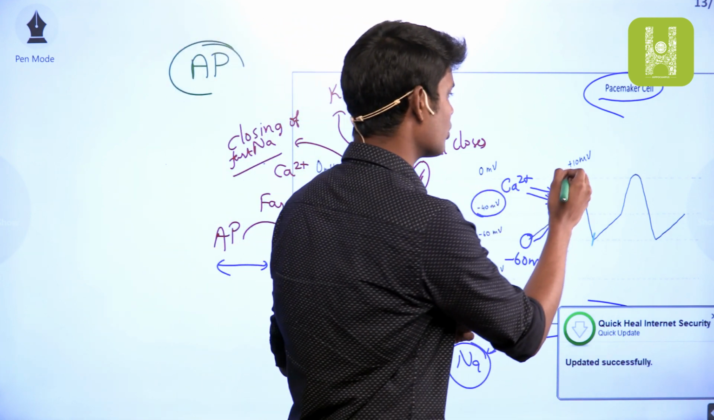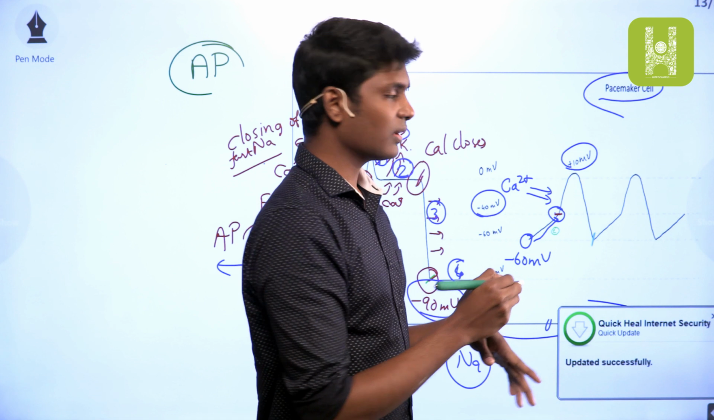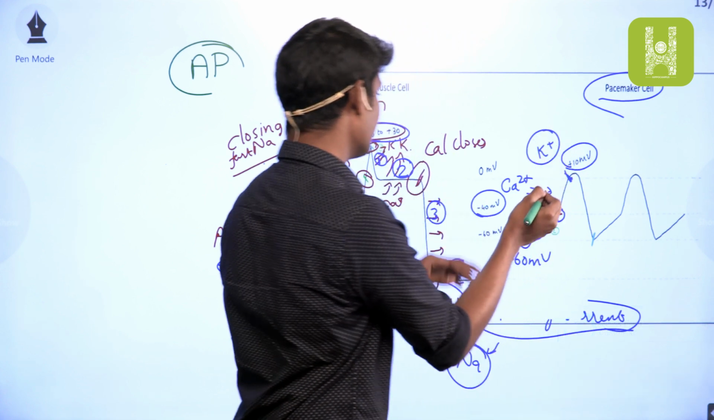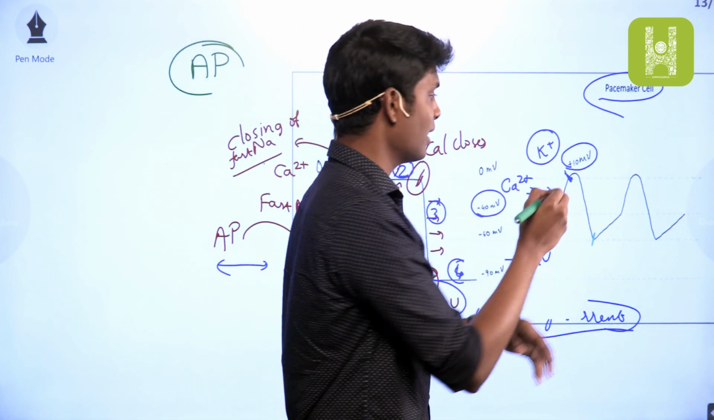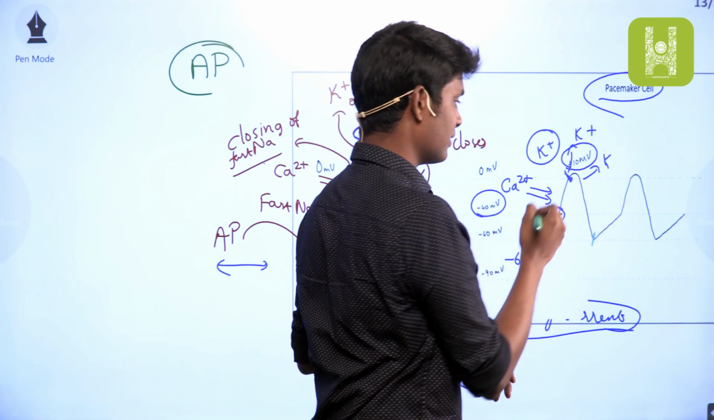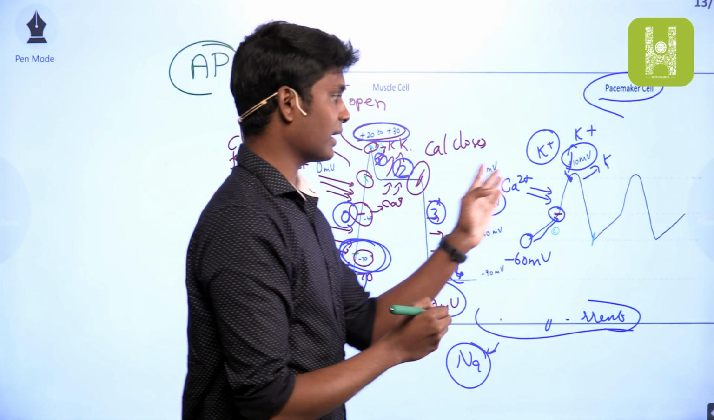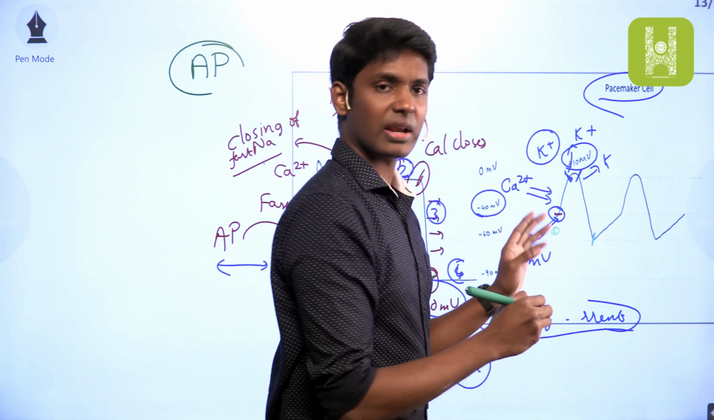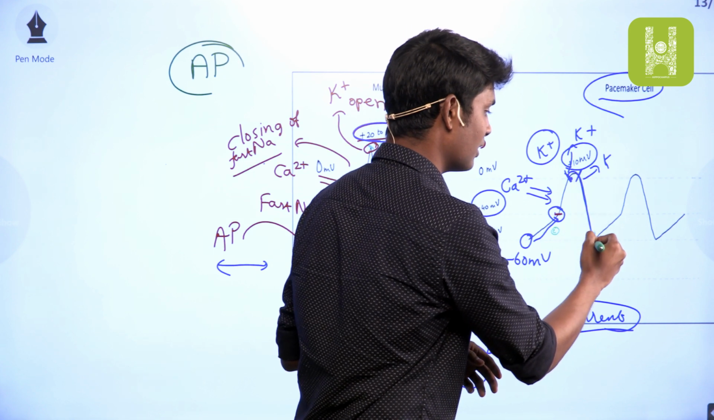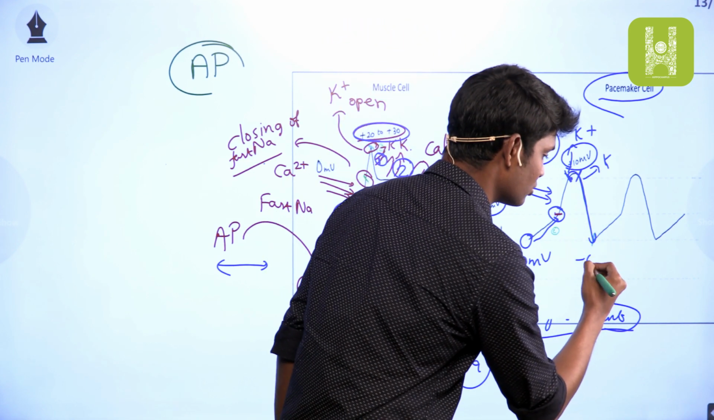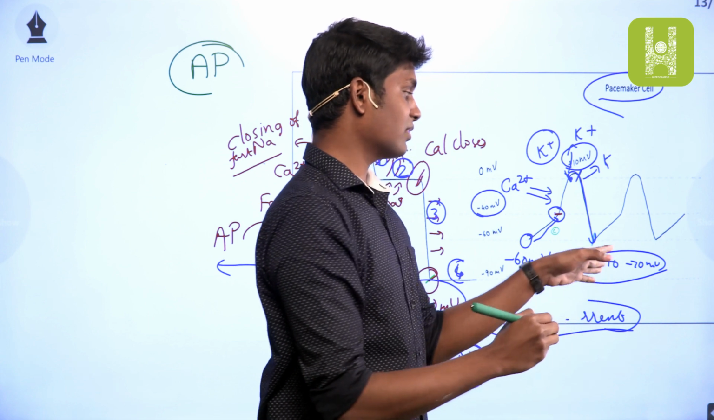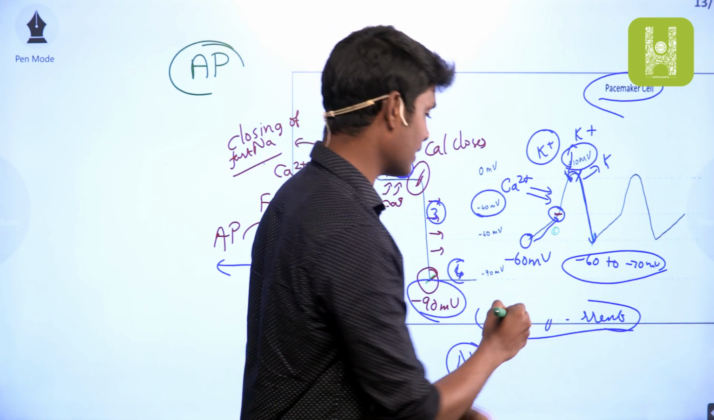These pacemaking cells can go to a maximum of up to plus 10 millivolts, and then the potassium channel plays its role similar to the conducting cell. The potassium channel opens here, potassium goes out, whereas the calcium channel, again similar to here, closes. When the calcium channel closes, there will be loss of more potassium and the potential comes back to the normal resting membrane potential of minus 60 to minus 70 millivolt.